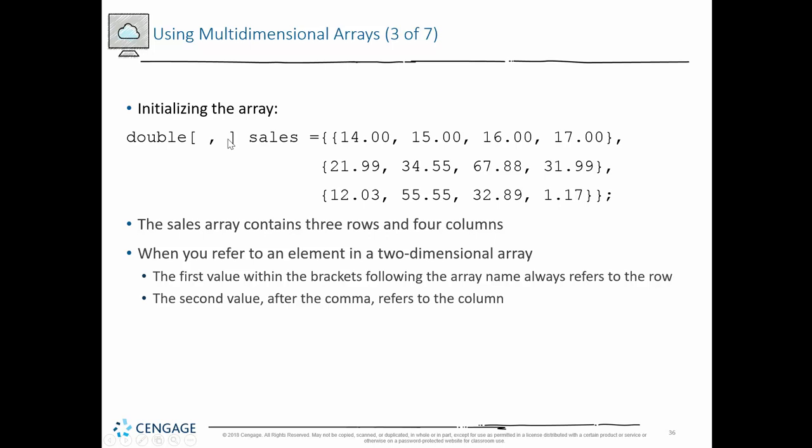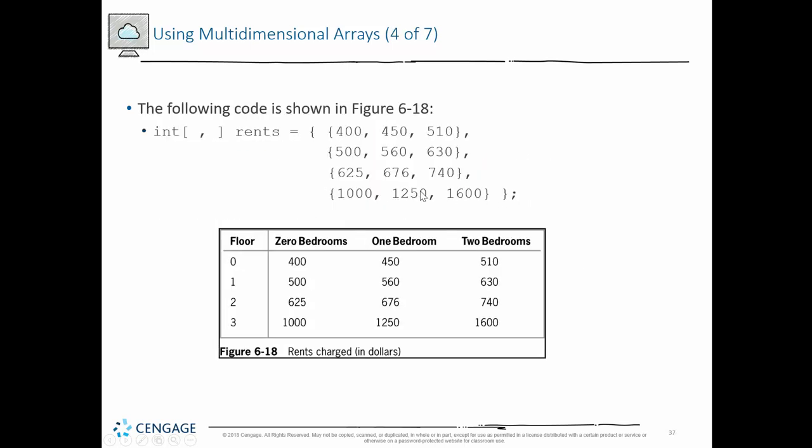You always go in row column order, because the first number represents the number of rows, the second the number of columns. All right? And you can always multiply the number of rows by the number of columns, and that'll show you the number of total elements that are in the array.